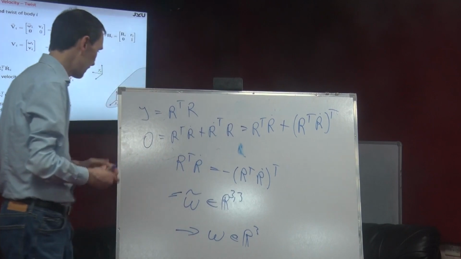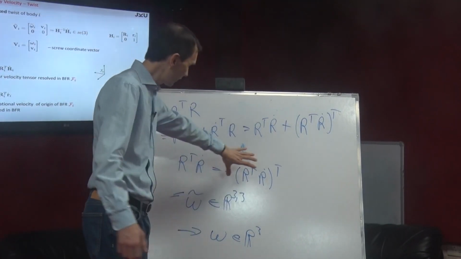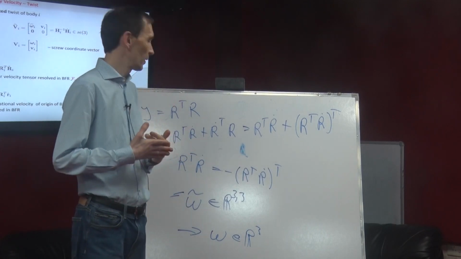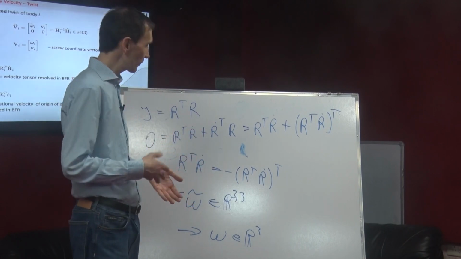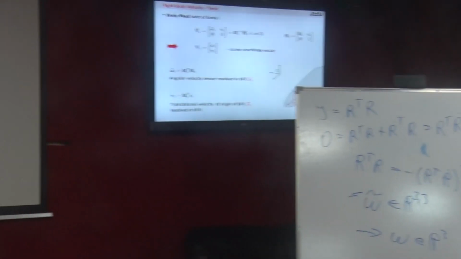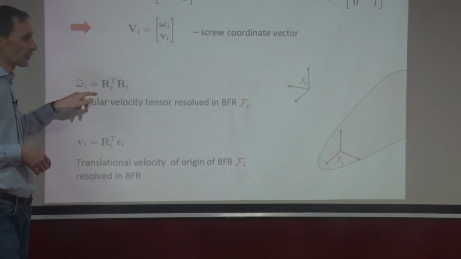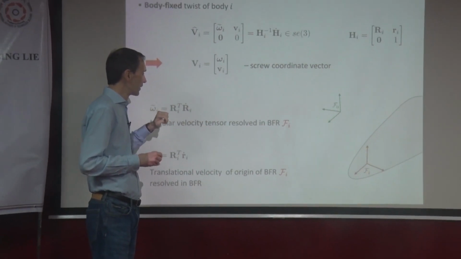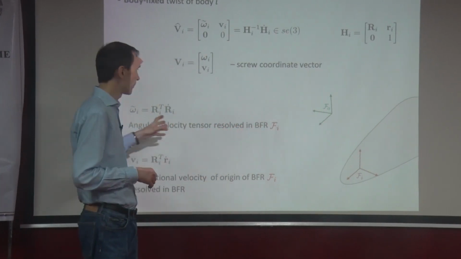And that's it. Now you have shown, first of all, that this is always skew-symmetric. Secondly, because of being skew-symmetric, it defines a vector. And now the vector is exactly the angular velocity. I call it the angular velocity tensor, whatever. The important point is that this is the angular velocity of the moving frame relative to the space-fixed frame.